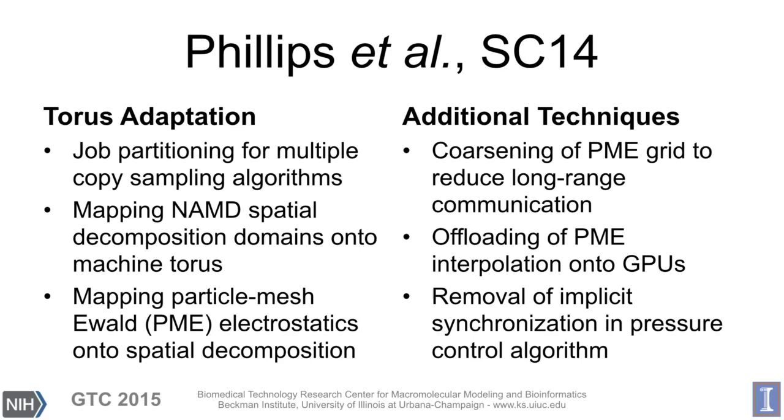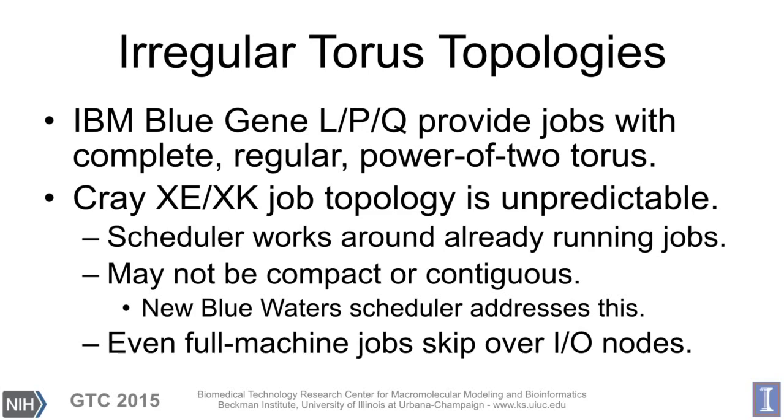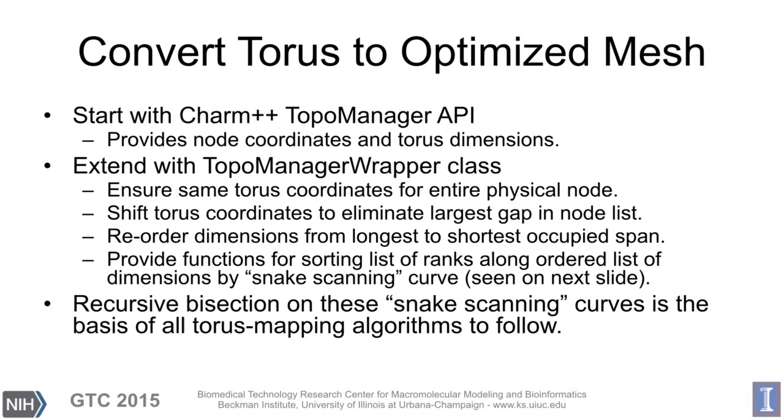When I say things like irregular torus topologies, the good old IBM Blue Gene machines: perfect, power of two, isolated network, complete performance reproducibility. On the Cray machines, the older XE/XK series like Blue Waters and Titan, the scheduler adds your job to whatever processors are free, so you may not get a completely compact, contiguous, nice allocation. Blue Waters has done some great work on that, which I'll describe later. And even if you're running on the entire machine, there are I/O nodes scattered throughout the machine, so you don't get a perfect power of two. So we have to take a different approach to get a good mapping on this.